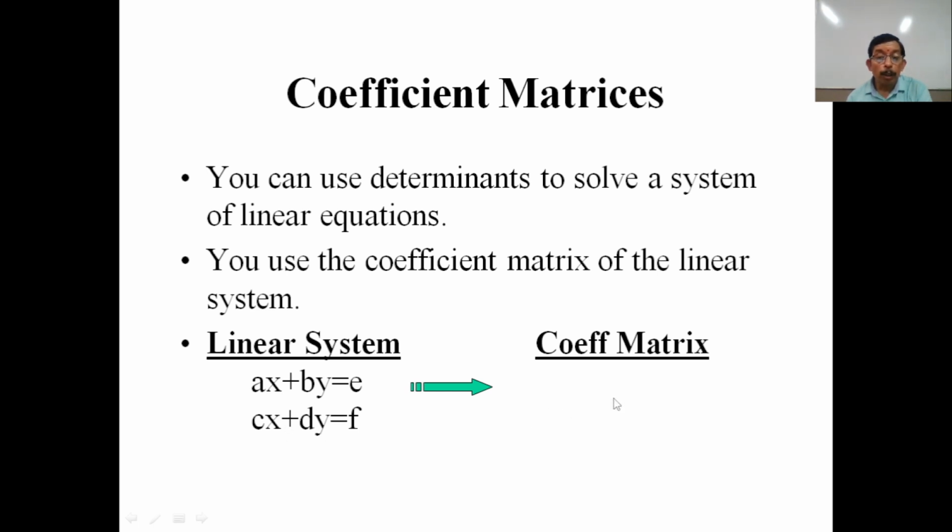First we note down the coefficient matrix of these equations. The coefficients of x and y in the first equation are A and B, and the coefficients in the second equation are C and D. This is the coefficient matrix. It is denoted by D, or the value of the coefficient matrix.